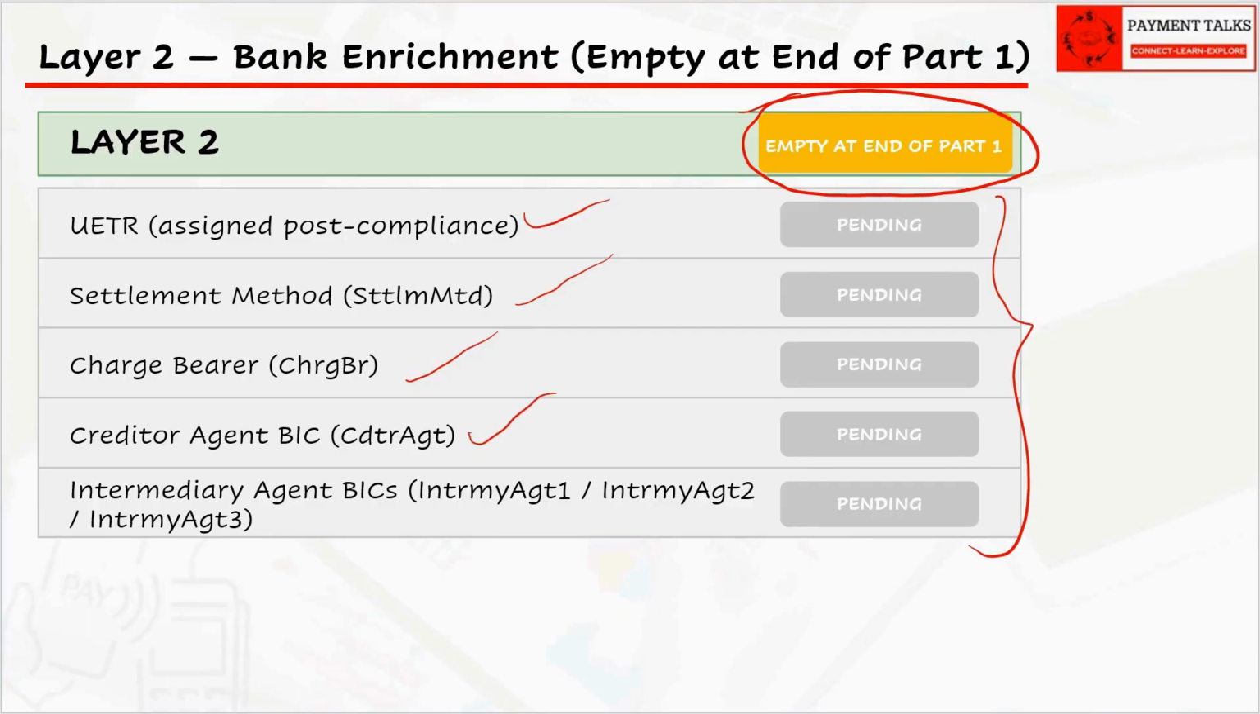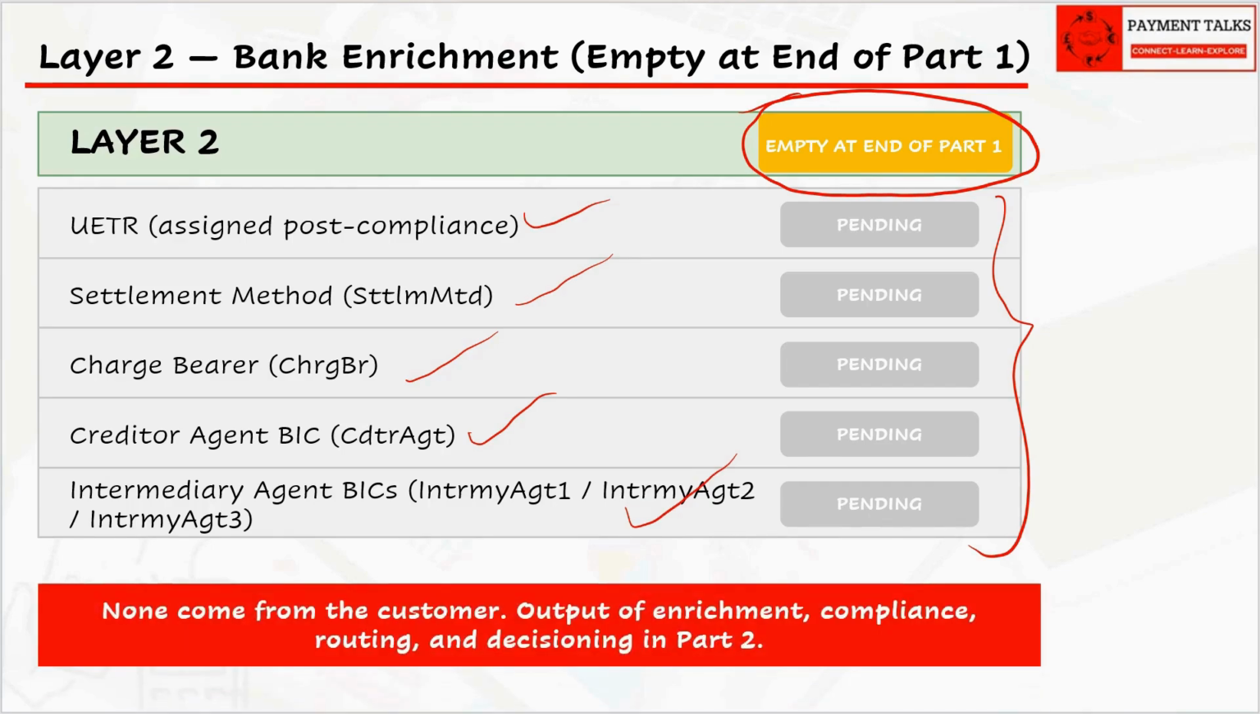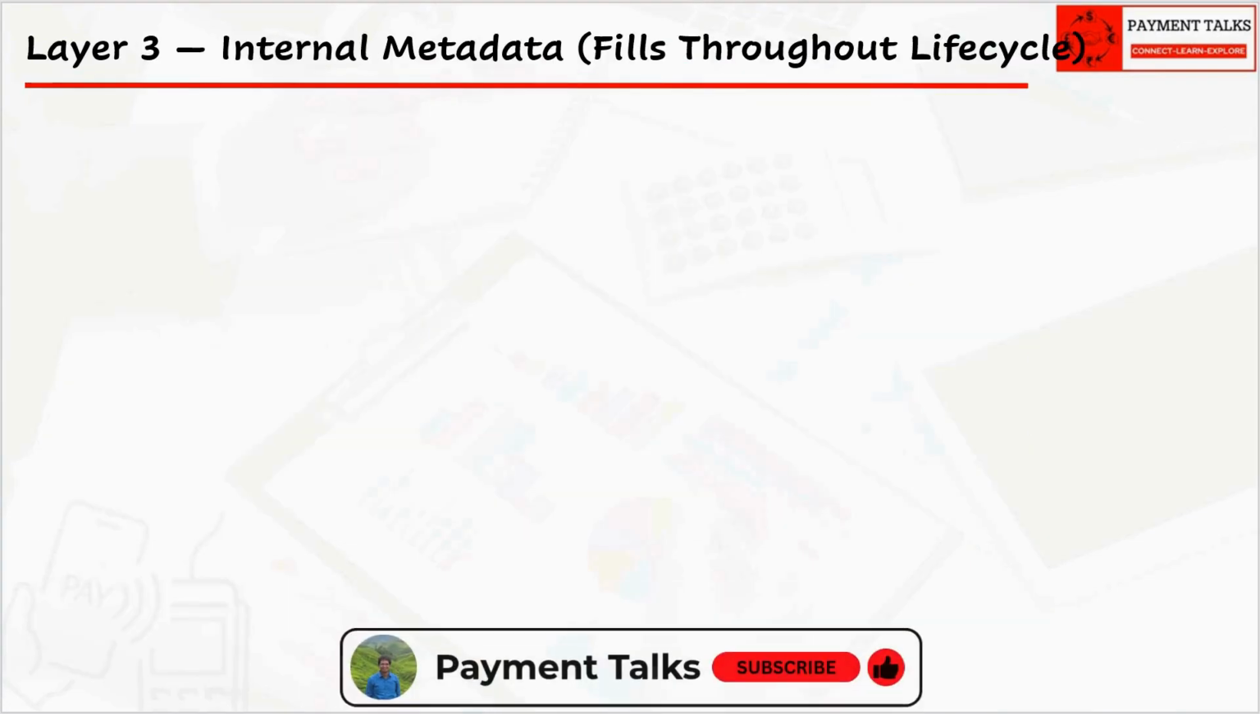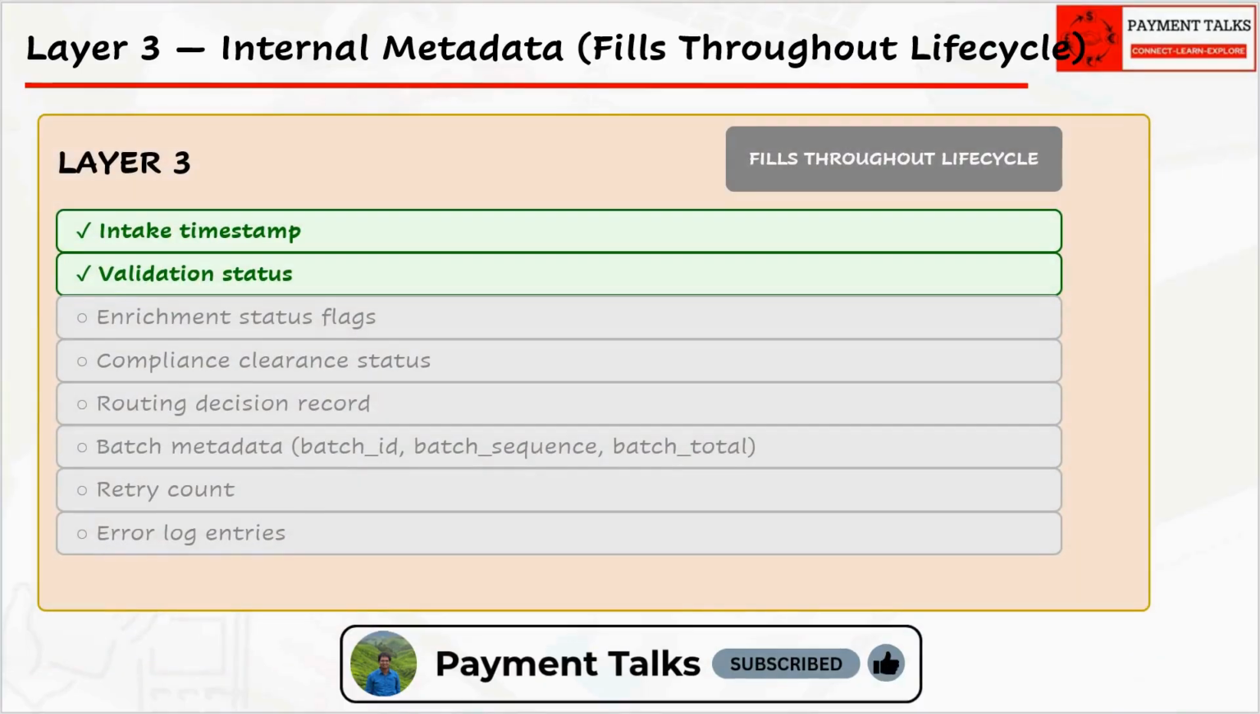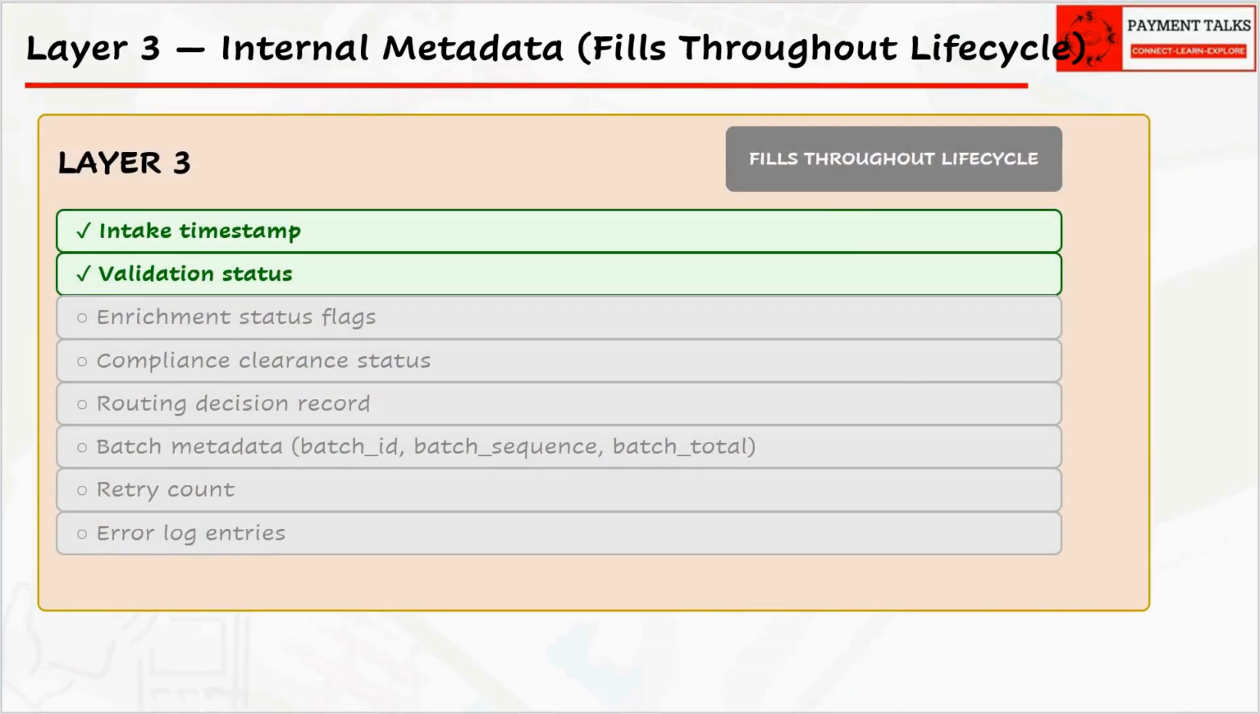Creditor agent BIC will come from the IBAN lookup or name and address search. Intermediary agent BICs will come from the routing decision. None of these values exist yet. If you see any of them populated at the end of intake in your implementation, something has gone wrong with the design. Layer 3 is the engine's working memory throughout the payment lifecycle. Intake timestamp, the moment the canonical was created.